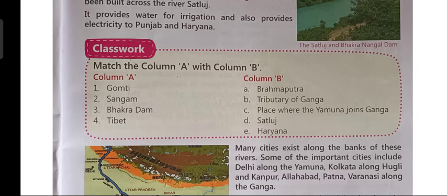That is Sangam. Now third is Bhakra Dam. So Bhakra Dam is built across river Satlaj. So Bhakra Dam will match with Satlaj. And then Tibet will match with Brahmaputra. So children, I hope you people will complete this exercise.